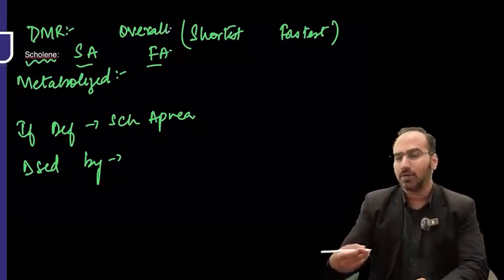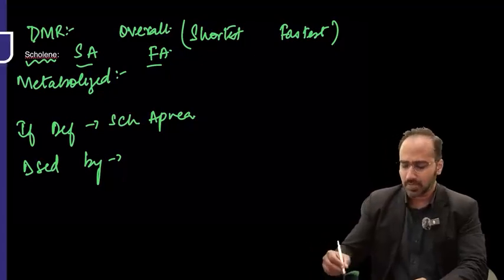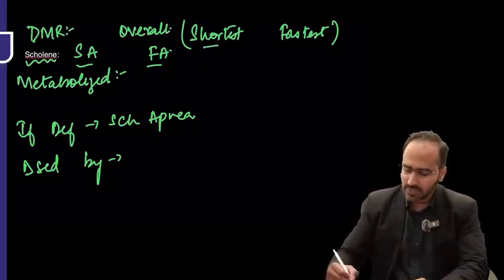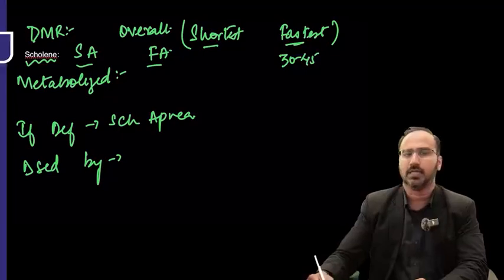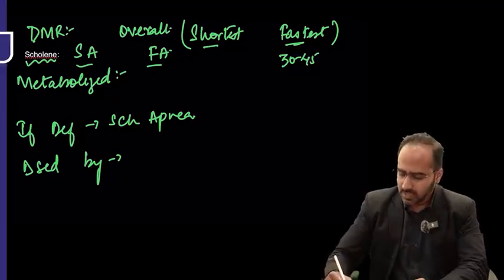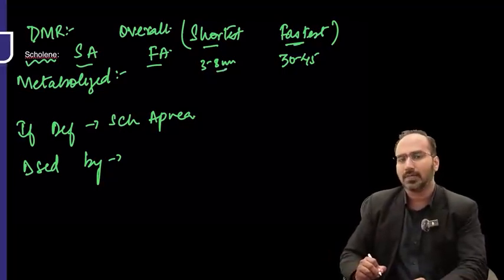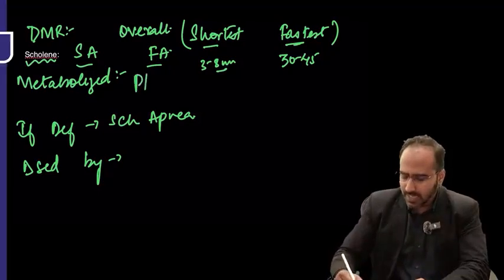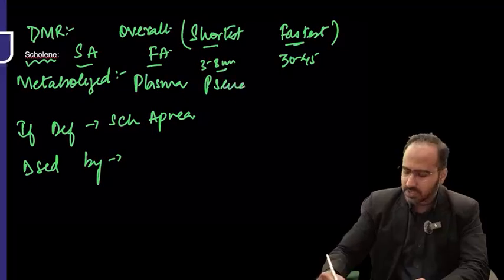In non-depolarizing, the shortest is Meva. In non-depolarizing, the fastest is rocuronium. Whereas the shortest and fastest in the overall category is scoline. Why? Because it usually works in 30 to 45 seconds and the duration of its action is 3 to 8 minutes. Now, where is scoline metabolized? Scoline is metabolized in the plasma by plasma pseudocholinesterase.